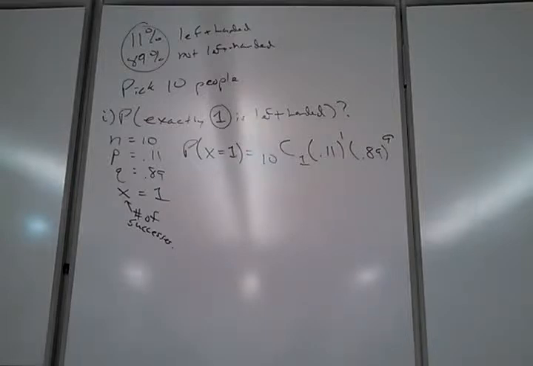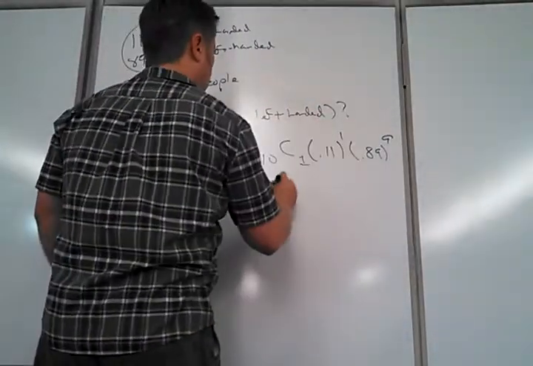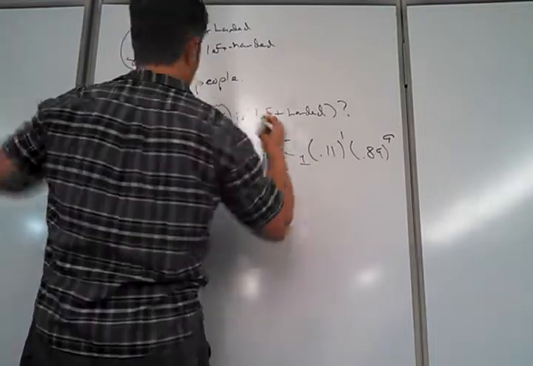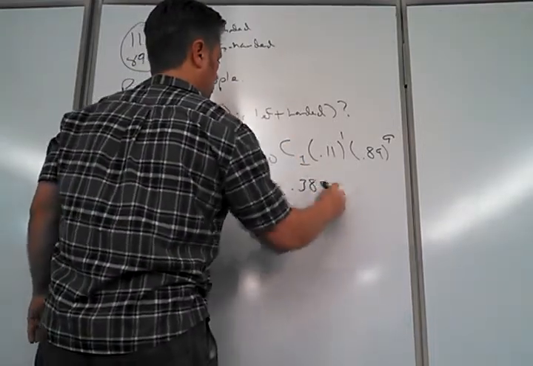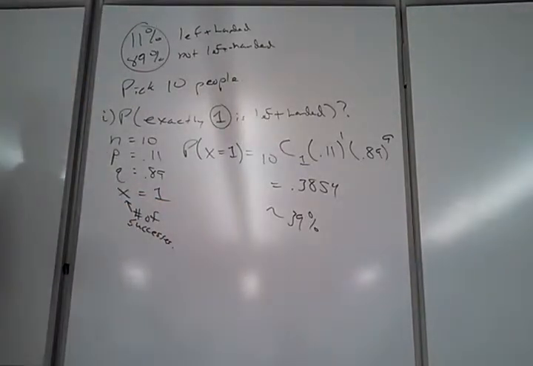Okay, so we get exactly one left-handed. This probability is going to be 0.3854. So almost 39% chance that if I pick 10 people randomly, exactly one of them will be left-handed.